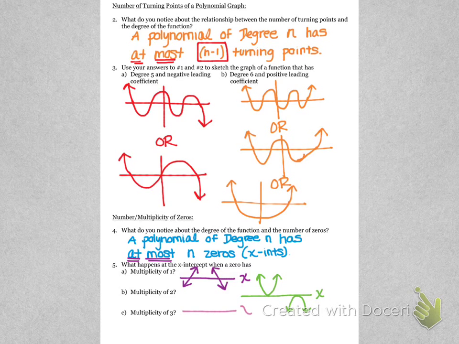And then if it has a multiplicity of 3, through the x-axis, it's going to kind of do like an S snake, or like a curve like this, one or the other.